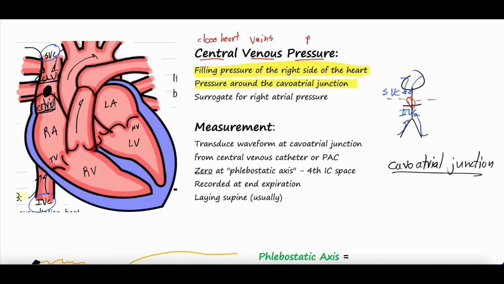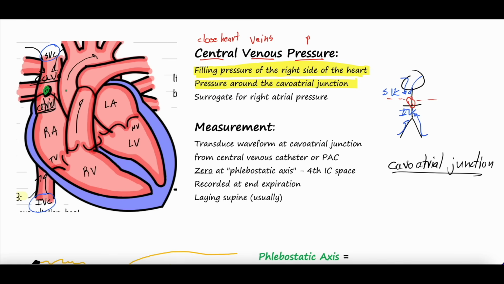And let's talk about what that means. Let's elucidate that, tease it out a little bit. The filling pressure on the right side of the heart. Well, pressure is exactly what it sounds like. It's a measurement that you can take using a catheter and a transducer. And that pressure measurement of the right side of the heart is the pressure at this cavo-atrial junction.